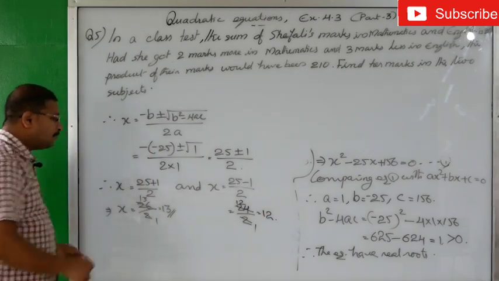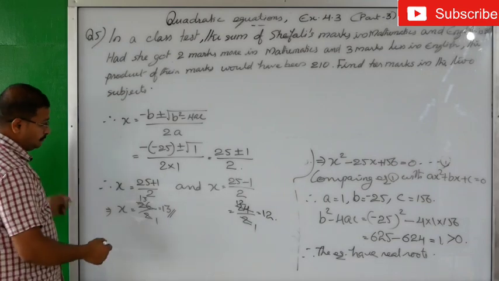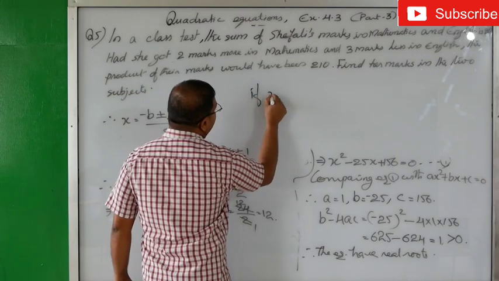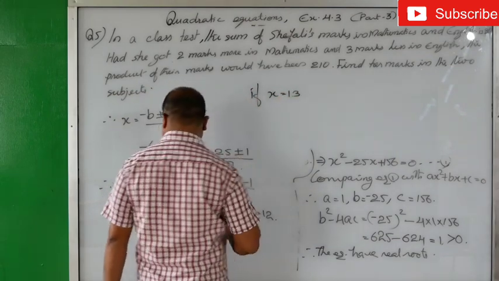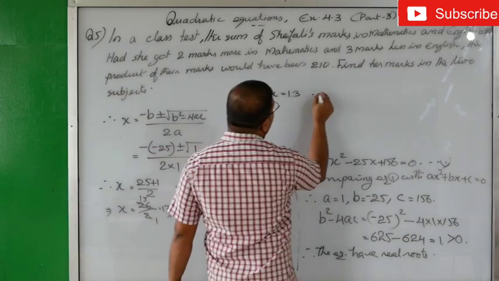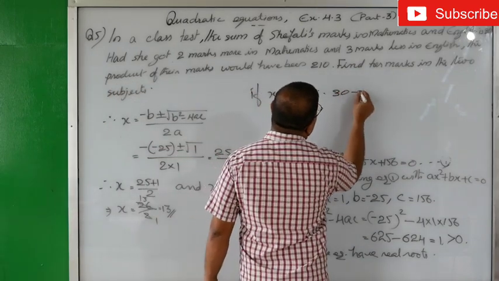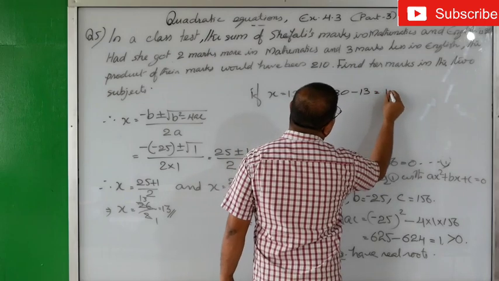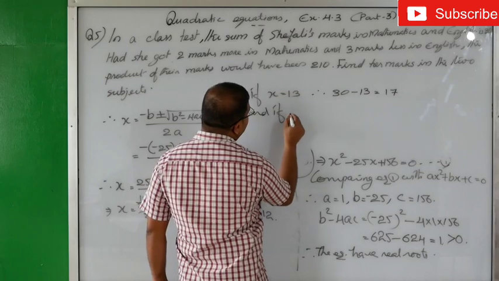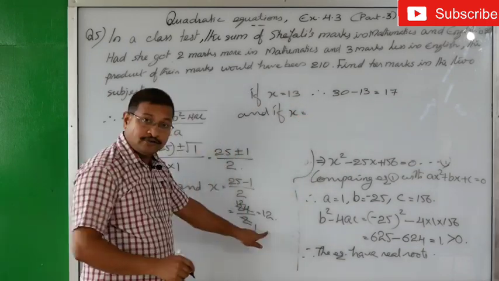Of course you can take both numbers, no problem. First we will take x equals 13. That means maths is 13. Then what will you do? Therefore 30 minus 13 equals 17. And if x equals, next is what? 12.